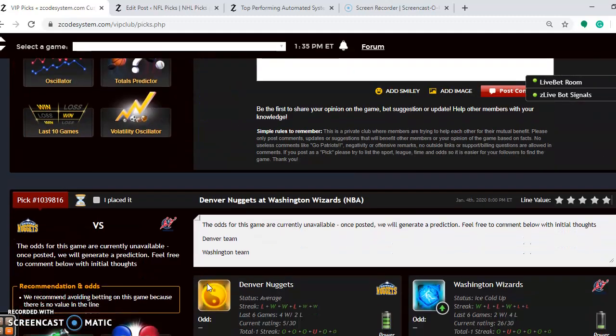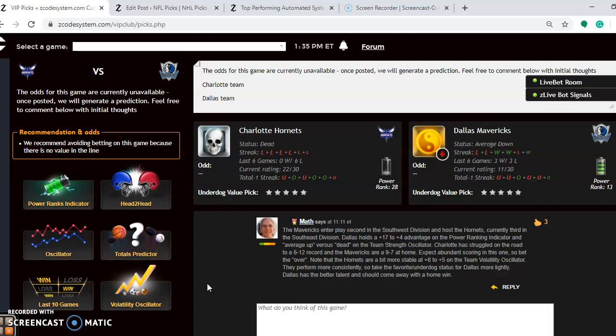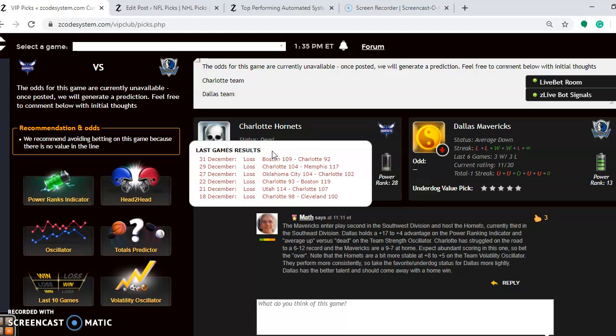Now we'll take a look at the Charlotte Hornets and the Dallas Mavericks. The Mavericks enter play second in the Southwest Division, and the Hornets are third in the Southeast Division. If you take a look here, Charlotte is dead at the moment. They just have been playing terrible basketball, losing their last 6.